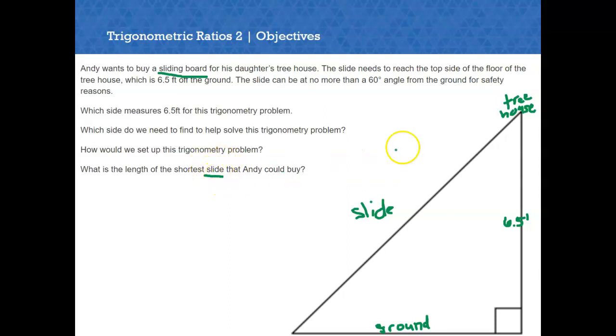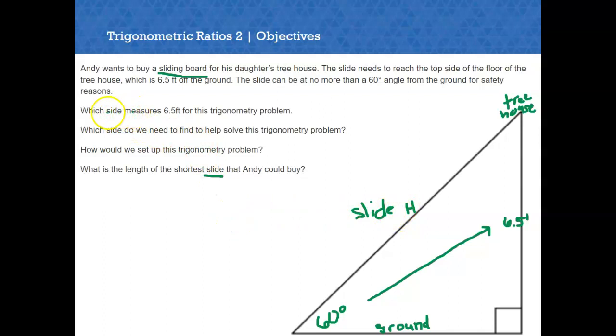It's still a slide and it still has a slant. Notice that it says that it cannot have a slant of more than 60 degrees. So we're still looking for the hypotenuse, and we need it to have a slant of 60 degrees. So if it can only have a slant of 60 degrees, I'm going to go ahead and put my 60 degrees right down here. I notice that I have the opposite, which is 6.5, and I need the hypotenuse.